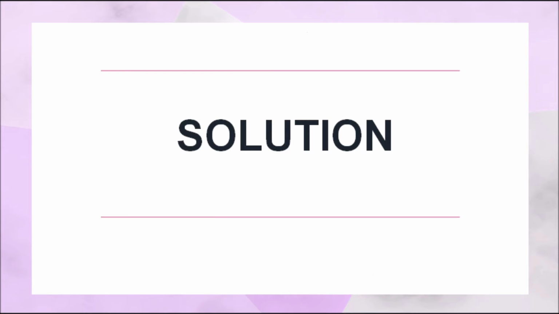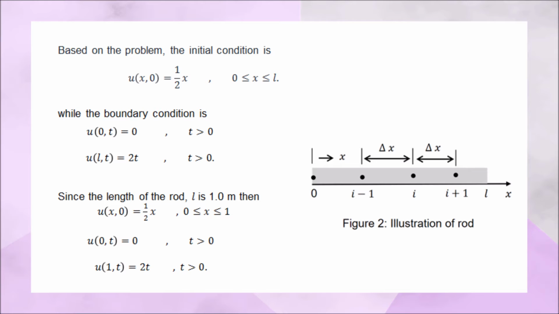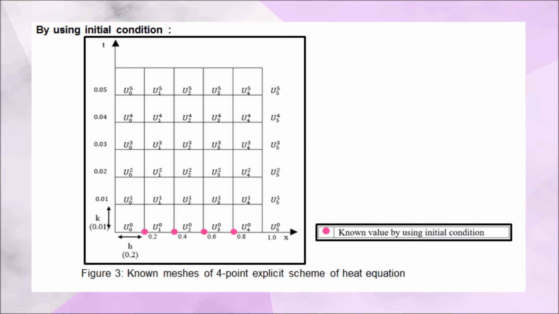Now, let's solve the problem. The question has given us the initial condition and the boundary conditions. The second boundary condition is a little bit confusing, but it's okay. Since we know the length of the rod, which is 1 meter, we just substitute it into the second boundary condition, which becomes u(1,t) equal to 2t.